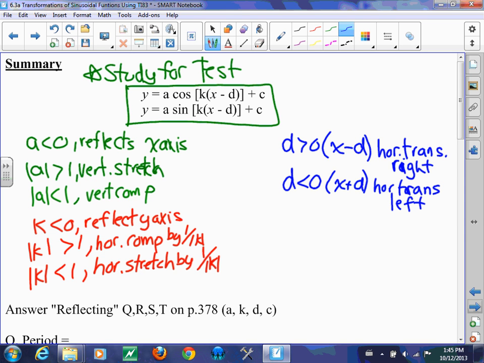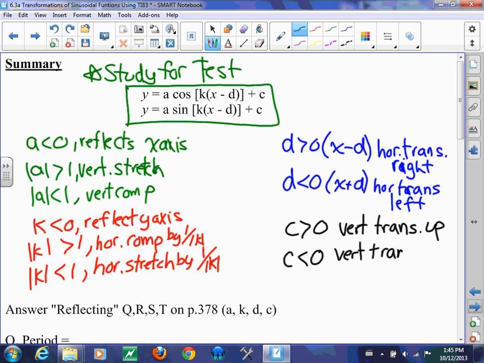Okay. And the last letter that's going to help us with some translation and shifting is if C is greater than 0, we're going to have a vertical translation up. Remember that shifts the axis up as well. And if C is less than 0, we've got a vertical translation down.